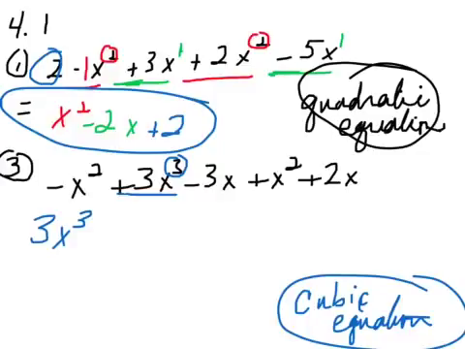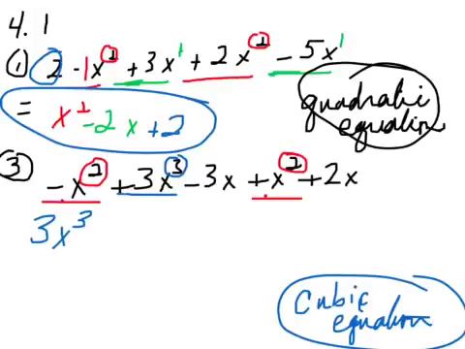Now let's go down to the next exponent down, which is a 2, and I see a 2 here, and I see a 2 here. So I'm looking at these two terms. I have a minus x squared and a plus x squared. Those are going to cancel each other out. They add up to 0. Minus x squared plus x squared is 0.